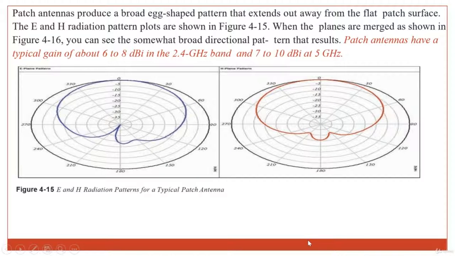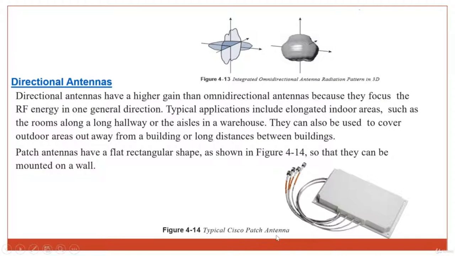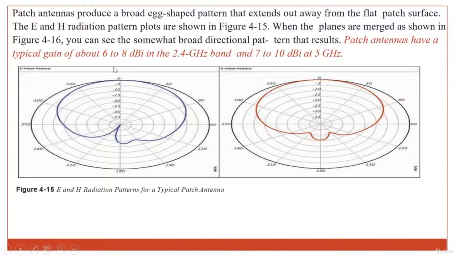So here you can see that we have the Cisco patch antenna, and the gain for that Cisco patch antenna is 6 to 8 dB. Okay, this is supporting 2.4 gigahertz. The gain is 6 to 8. In 5 gigahertz, they have 7 to 10 dB support. And here you can see the diagram.